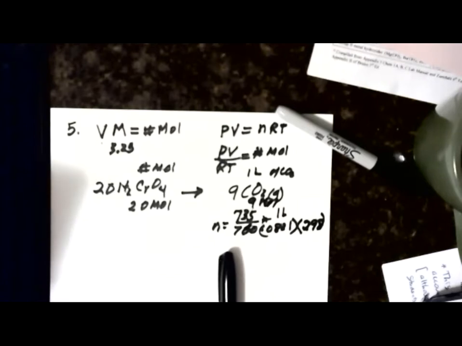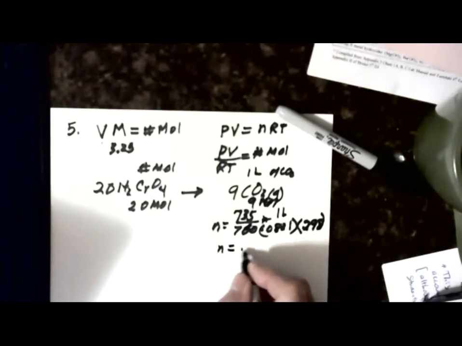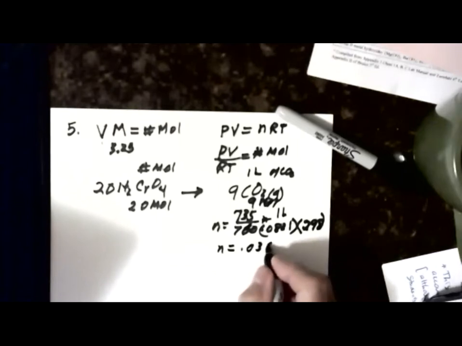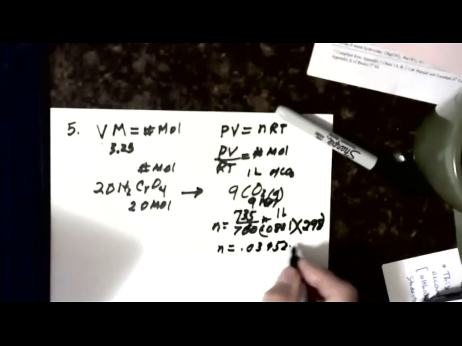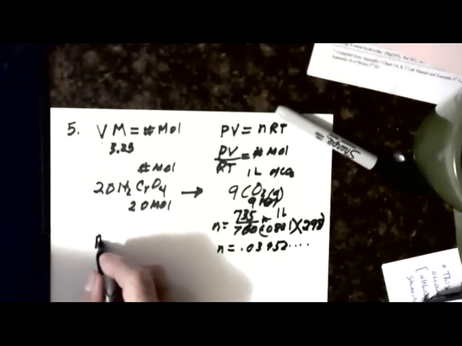So it's 735 divided by 760 and divided by 0.0821 and divided by 298. Okay, and what I'm coming out with is the number of moles is going to be 0.03952 and a whole bunch of digits. So I'm going to write my rebalancing factor.